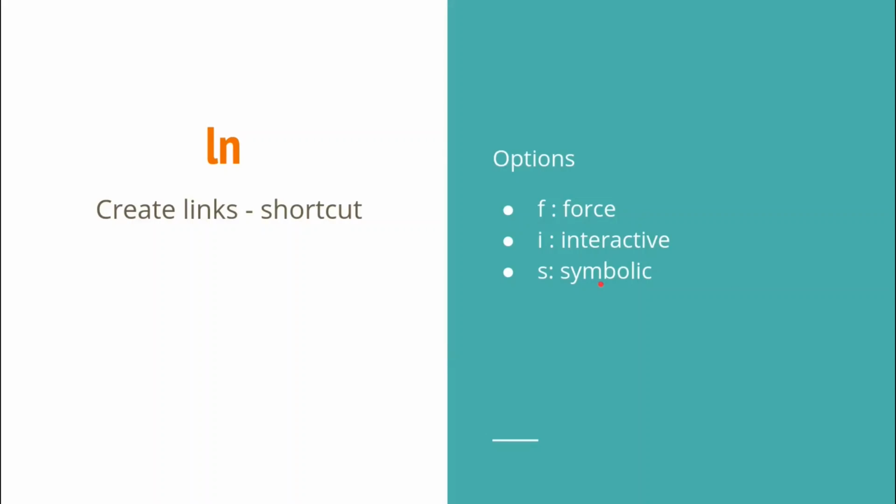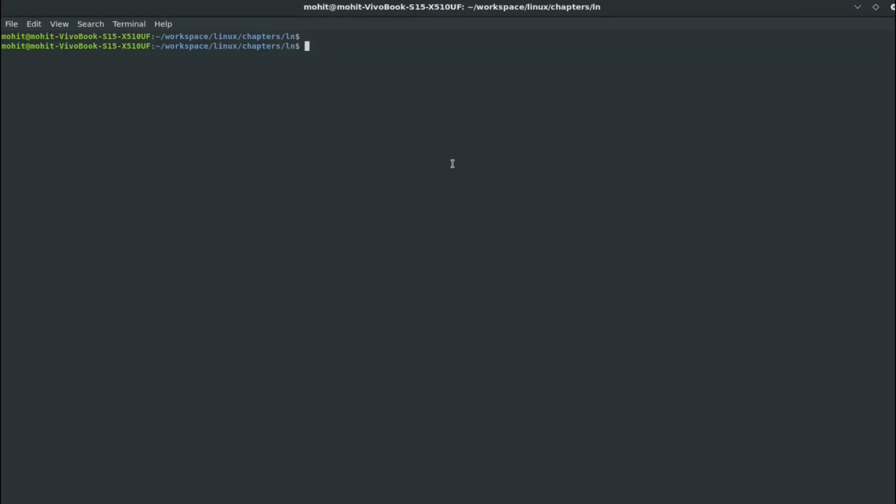So the next command that we'll be checking out is ln, the command used to create links, or a shortcut. We have three options, F, I, and S, that is force, interactive, and symbolic. So let's check it out. I'm here in my terminal. Let me create a file f1.txt and another file f2.txt.